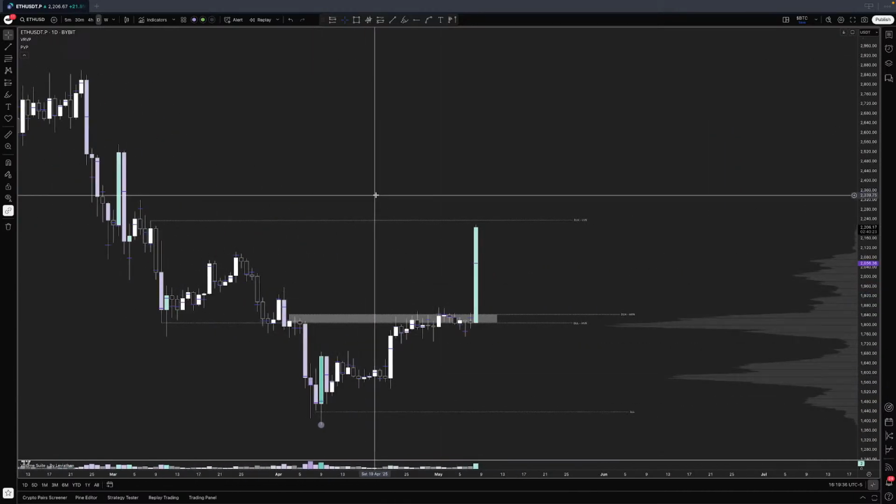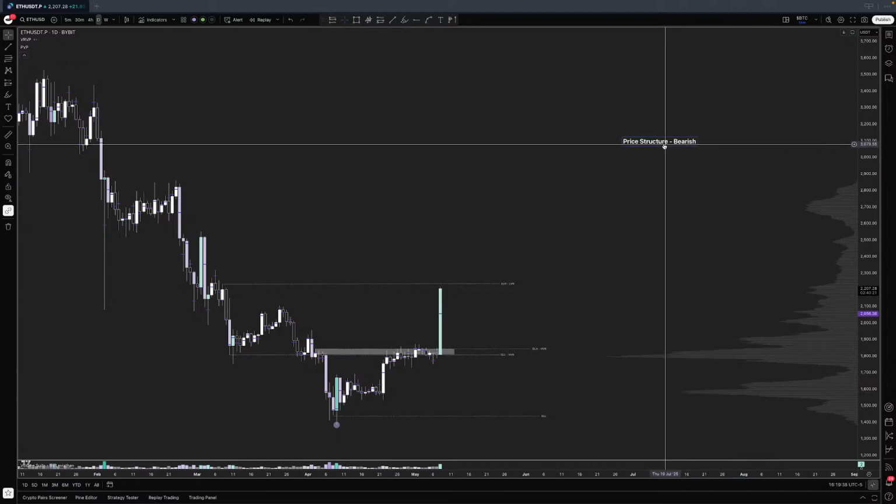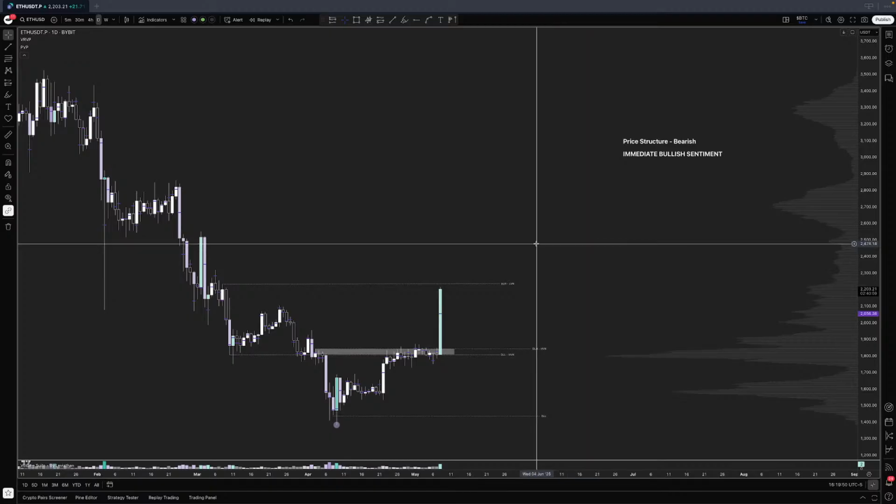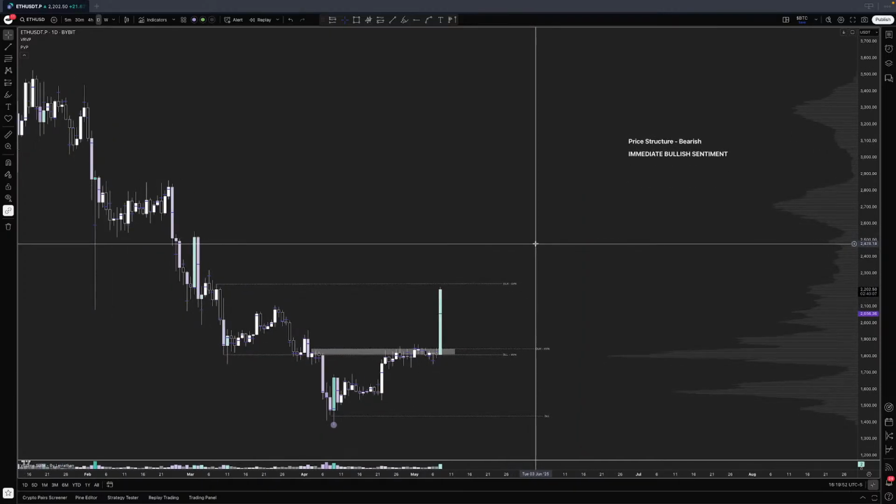But overall, what we are seeing for the daily chart is that even though the price structure is bearish, we have an immediate bullish sentiment. Okay, extremely important to notice.